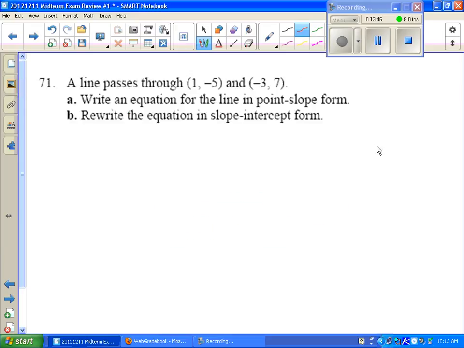Line passes through 1, negative 5 and negative 3, 7. Write an equation in point slope form. We're going to make one more video to get these last few. We're not going to quite make it in 15 minutes, so we'll begin on 71 on the very last one.